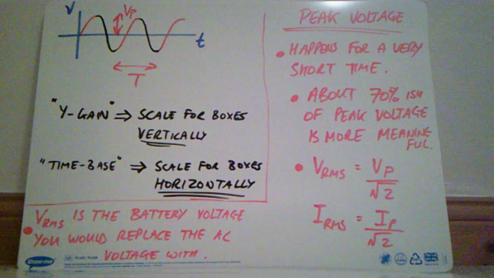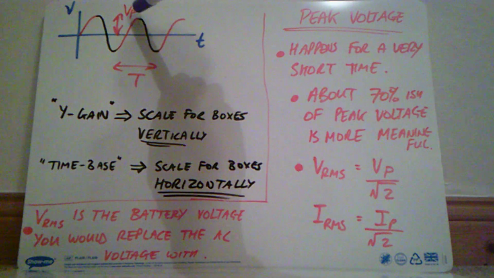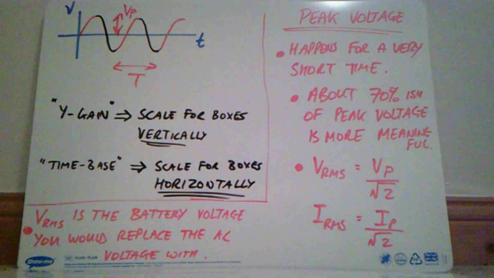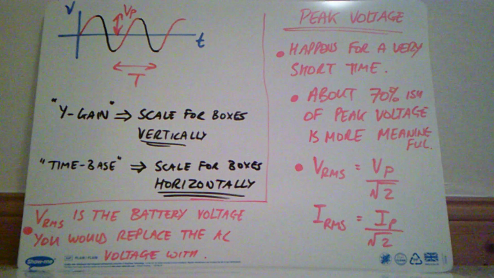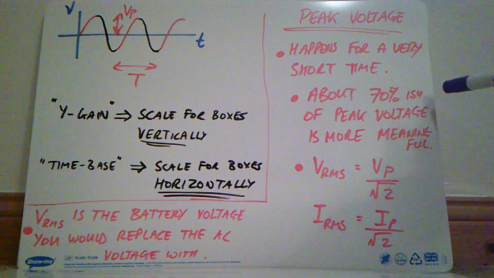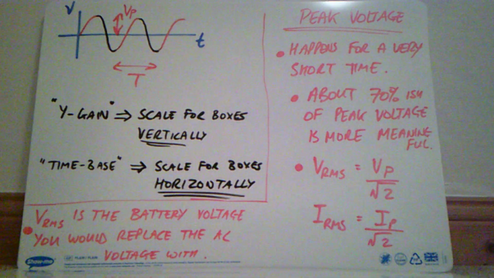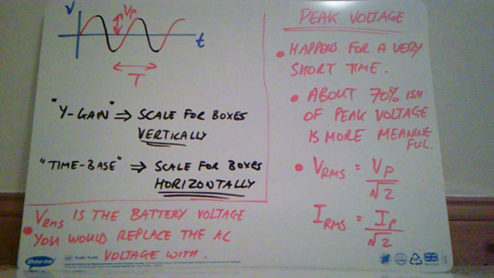So you don't get that peak voltage all the time. You get it for a very brief instant. So you can't design an appliance to work with peak voltage if that appliance needs a steady voltage of that peak value, because it won't work. So what we do is we take a value which is about 70% of that peak voltage, and we say that that is much more representative of what you're going to get.